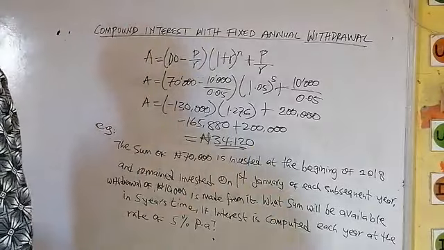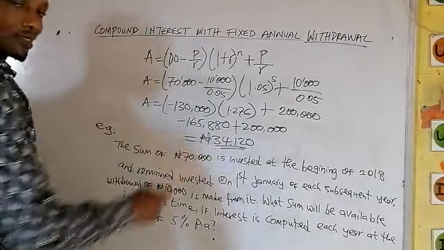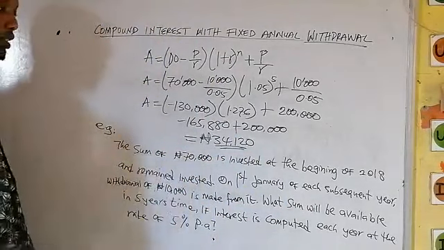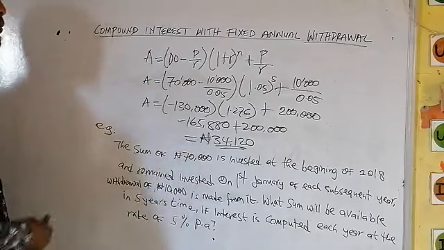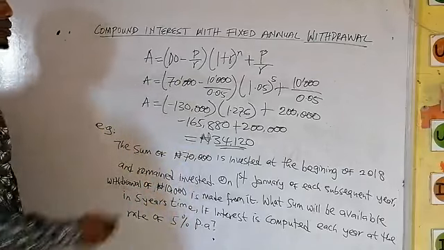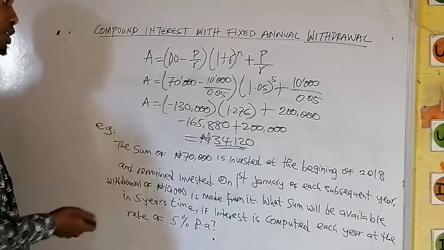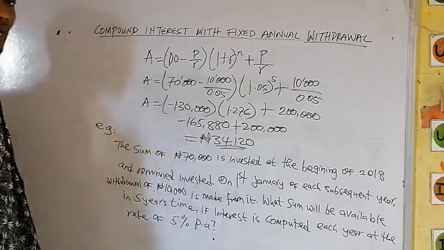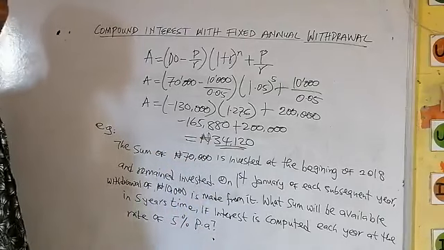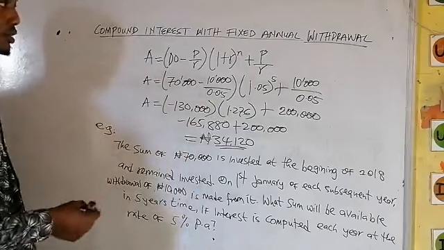So at the end of the 5 years period, this is what the person will be left with. Because you invested 70,000 naira and you are withdrawing 10,000 naira from it on a yearly basis, at the end of the period you'll have this amount in your account. That's how to compute it when you are faced with this kind of situation.